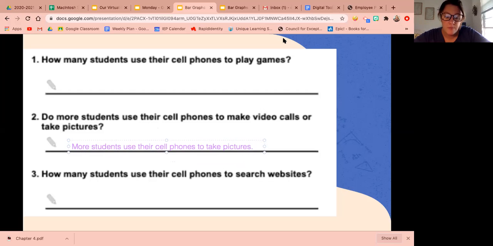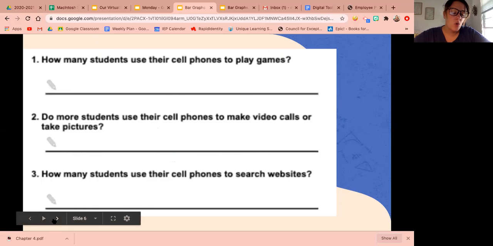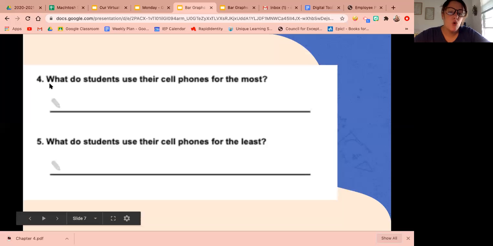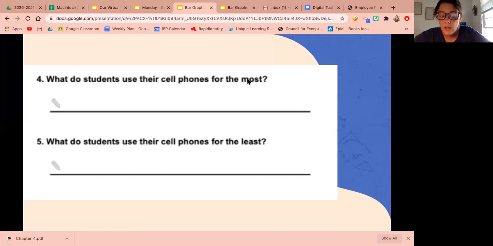All right, so you have questions 3, 4, and 5. So let's read them real quick in case you don't have someone there to help you read them. Question 3 is, how many students use their cell phones to search websites? Question 4 is, what do students use their cell phones for the most? And question 5 is, what do students use their cell phones for the least? Which one's the most and which one's the least? So finish questions 3, 4, and 5.